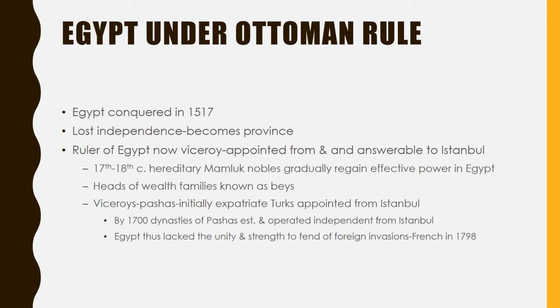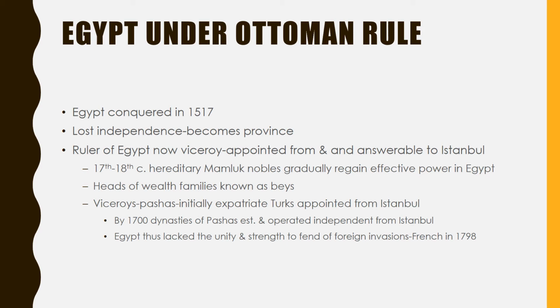By the 17th to 18th century, the hereditary Mamluk nobles had gradually regained effective power in Egypt. And so they're ruling Egypt with little to no oversight from the capital of Istanbul, even though they're technically still part of the Ottoman Empire. The heads of wealthy families at this time were known as beys. They were viceroys or pashas who were initially expatriate Turks appointed from Istanbul, but again, by the 1700s, the dynasties of pashas had been established, and they essentially operated independently from Istanbul.